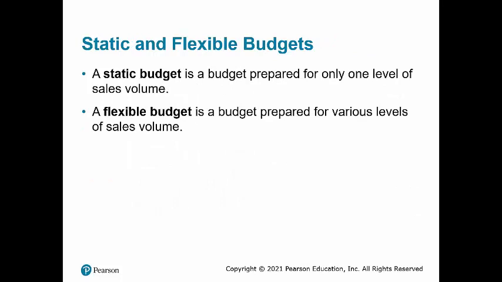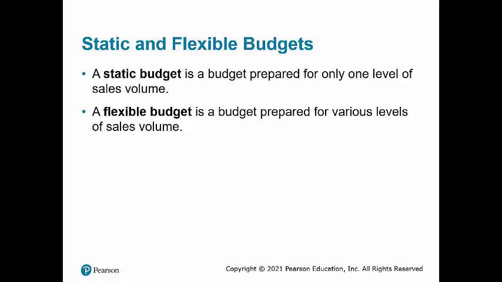A static budget is a budget prepared for only one level of sales volume. For example, Smart Touch Learning, the company that we have used to illustrate accounting concepts in your textbook, may prepare a budget based on annual sales of 2,000 touchscreen tablet computers. All revenue and expense calculations would be shown based on sales of 2,000 tablets only.